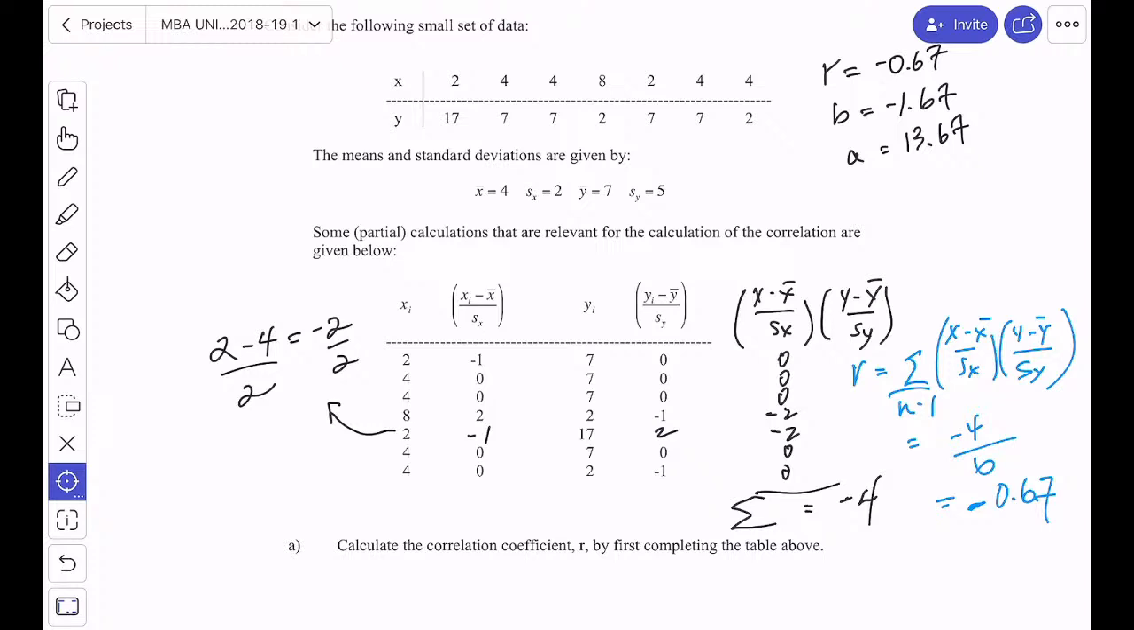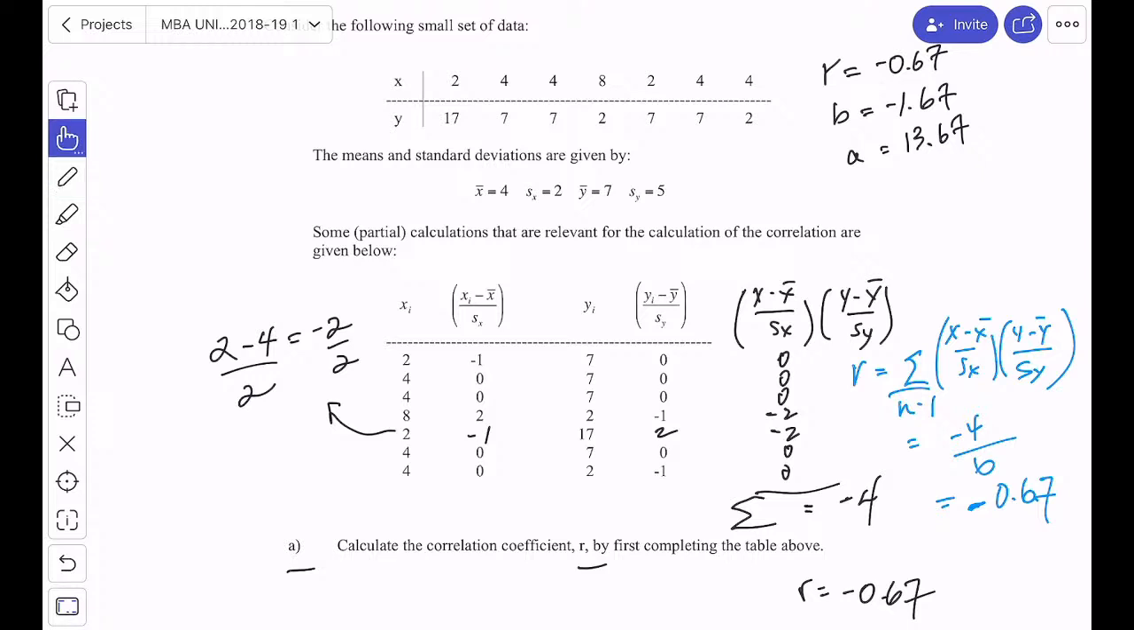I did that because there was no other opportunity. I left you guys to practice with the tables on your own. You do need to know how to complete the calculation, whether the table's like this or with the deviations from the mean terms. So that's R, and then to get B, well, we're not asked for that in part A, so let's look at the questions now. In part A, you're just asked to calculate R, so we get R equals -0.67.